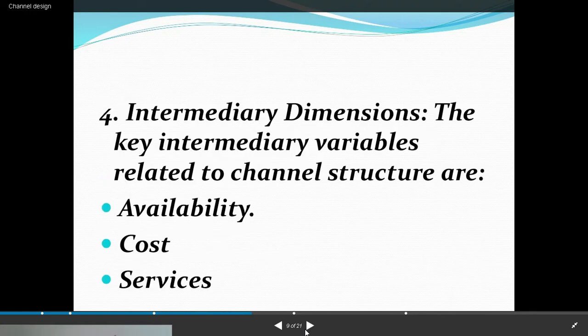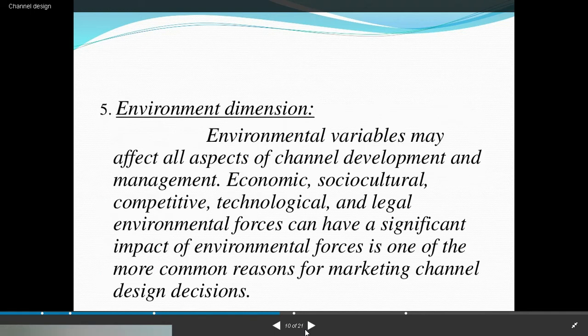Now, next one is intermediary dimensions. What does it mean? It is related to availability, cost and services. In the intermediate channels, from manufacturer to customers, who are the intermediaries? Distributor, wholesaler, retailer. These are the people involved. In this, the availability should be there, the cost should be there, and the service should be there. All these things come in this.